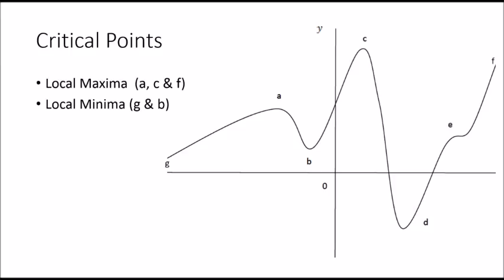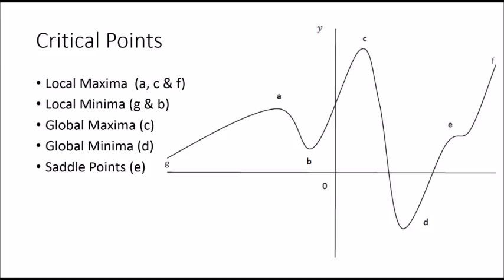So here you see that I've labeled points g and b as local minima. g is a local minimum if this function is defined over a closed interval, so the endpoint is included. If it is not, then g would not be included in the local minimum. There is a global maximum, that is the highest point that the function takes on anywhere in its domain, and a global minimum, the lowest point that it takes on in its domain. Point e is what's called a saddle point. So anytime the function fully levels off but does not start to dip back down, it is considered a saddle point.